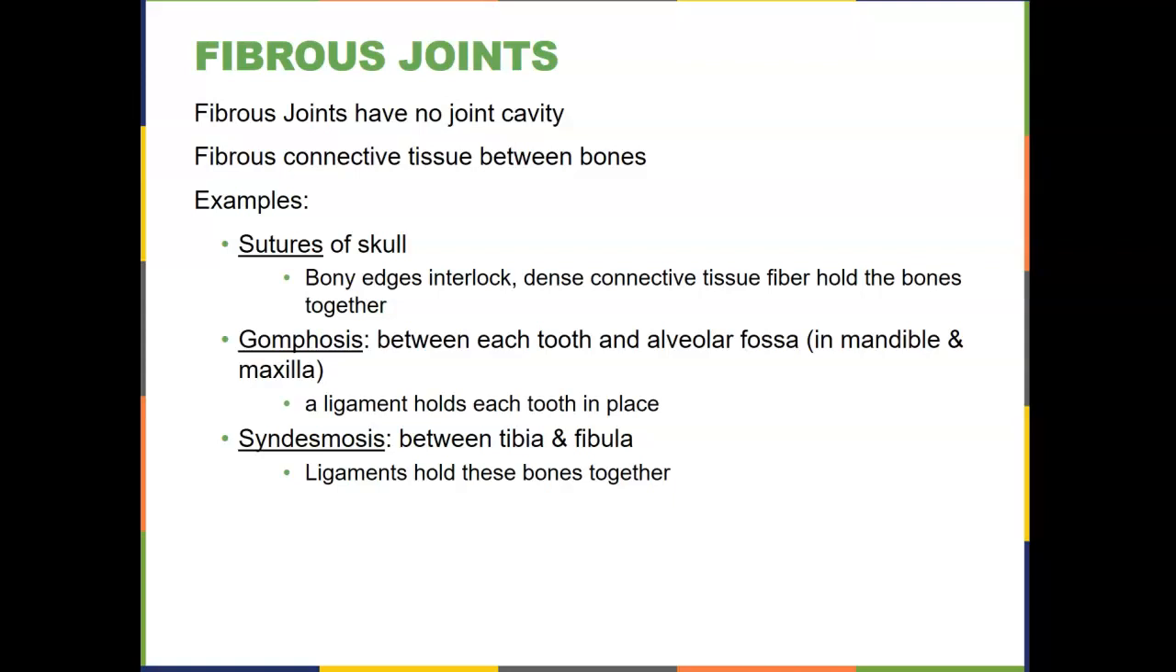Gomphosis is the region between the individual teeth and alveolar fossa, say for example in the mandible and the maxilla. The gomphosis is a type of fibrous joint where you have a ligament holding each individual tooth in place. So the gomphosis between the tooth and the hole, basically, where the tooth sits in it, that is the joint, okay?